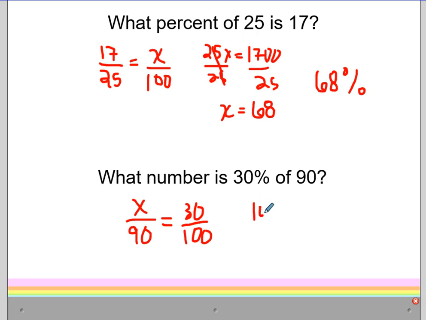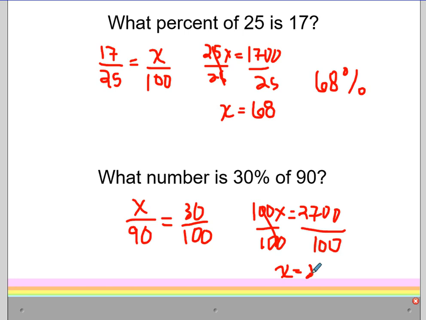Cross multiply again, so I've got 100x equals 90 times 30, which is 2,700. Divide by 100. Divide by 100. And the part in this case is 27. Okay, so my answer would be 27. All right, so that's how you solve it using a proportion.